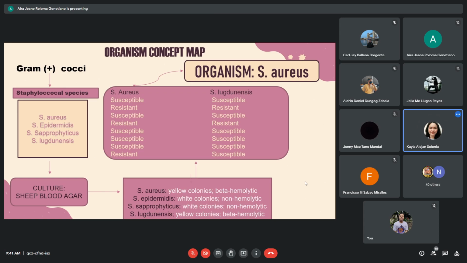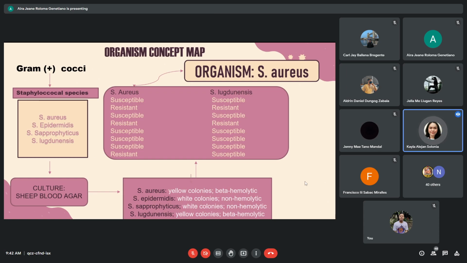Organism concept map. The gram-positive cocci in clusters that cause skin infection are staphylococcal species. There are different types of staphylococcal species. These are S. aureus, S. epidermidis, S. saprophyticus, and S. lugdunensis. To differentiate the staphylococcal species, sheep blood agar, or SBA, was used. In SBA culture, S. aureus has yellow colonies and is beta hemolytic, S. epidermidis has white colonies and is non-hemolytic, S. saprophyticus has white colonies and is non-hemolytic, and S. lugdunensis has yellow colonies and is beta hemolytic.